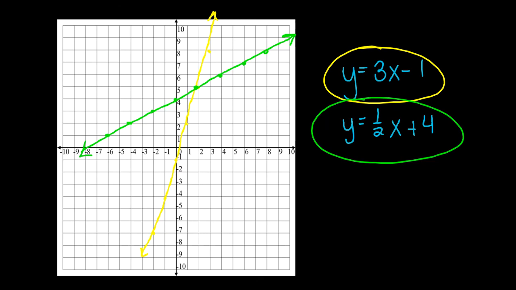And we have found an intersection point. We found one particular point that both of those share in common. I'm going to go ahead and color that in purple real quick. And that point is sitting at 2, 5.